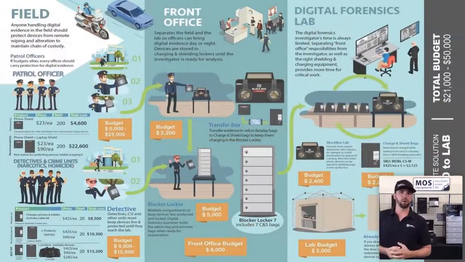Okay, so this is an infographic that we built that helps provide a little bit of transparency into this process. You can get this later. The main idea is you see those three separate categories: field, front office, lab. Within that, you have some different budgets to help you understand what you might need to be spending. Even if it's another company's products, it at least provides a framework for what you need to do to make sure that, all the way from the point of seizure, the device will end up live and shielded when it gets to the lab. So we'll talk about those different components here.